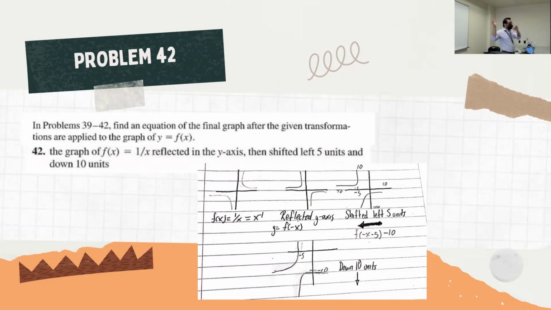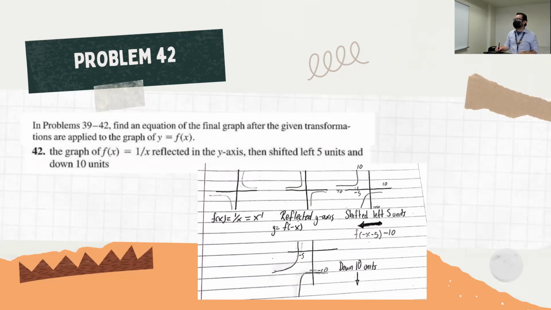So this procedure is correct. We're basically taking the graph and we're applying all the shifts, but we want the equation. How would we find the equation for this? Well, let's follow the same procedure we did with the other one. F of x is 1 divided by x. It's reflected in the y-axis, okay? Reflected in the y-axis, then shifted left 5 units and down 10.